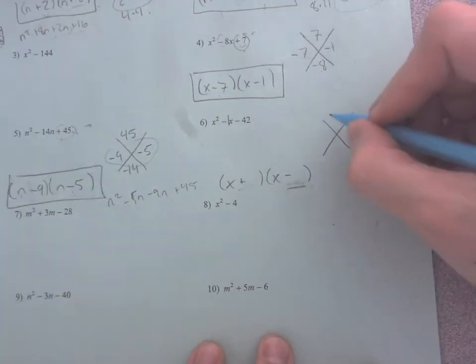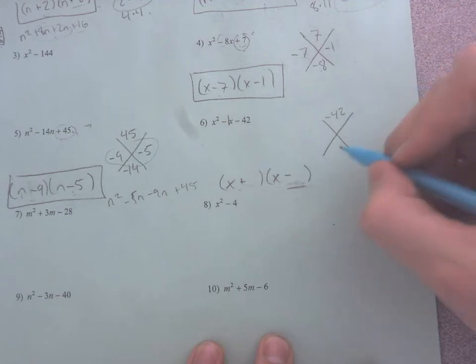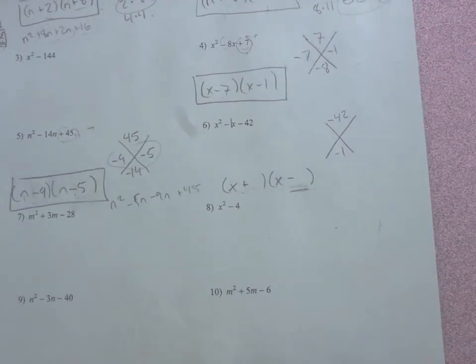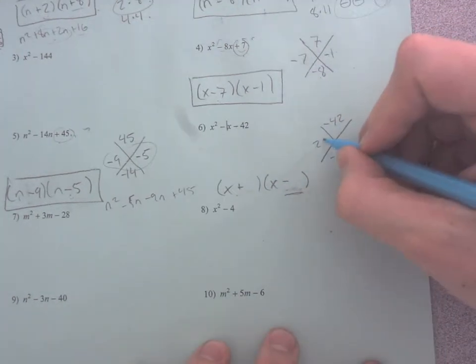Okay, I'm going to set up my box. I want a -42 and a -1. So I'm looking for numbers that when I multiply them, I get -42, and when I combine them, I get a -1. So let's try some stuff. Let's try 21 and 1.